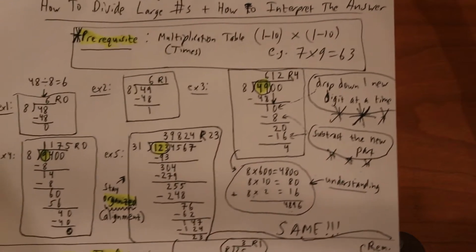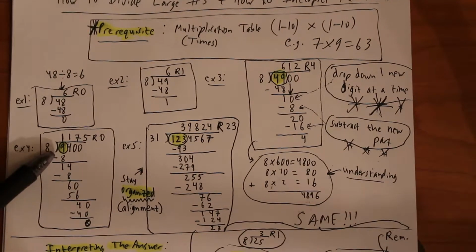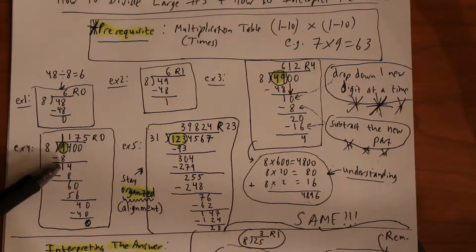All right, here's example 4. Similar to example 3, except this time I've circled and highlighted this 9 because we're not going to grab the 94, because we don't need to, since an 8 goes into a 9. So that's why I put this 1 here. Now 1 times 8 is an 8, and 9 minus 8 gave us this 8. What's left over? 9 minus 8 is 1.